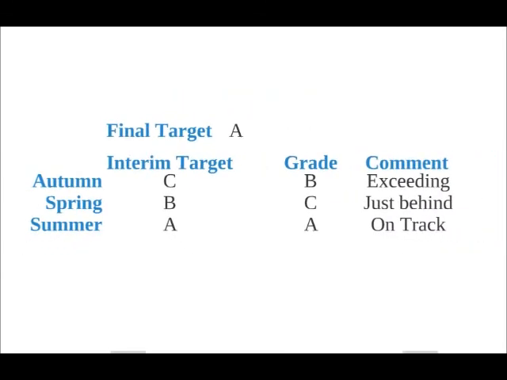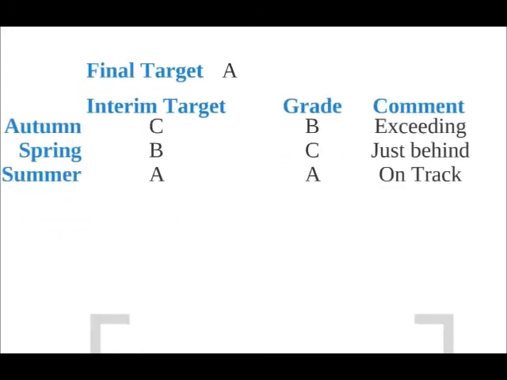So when you then use the other information and find out what they actually got, you then find out that actually if the student's getting a B in autumn, that's better than would be expected at this point, so they're exceeding current expected performance. In spring, we'd hope they'd be improving, but this student has gone down to a C, so they're just behind where they should be now. But by summer, they've caught up and they're now on track for their final grade.